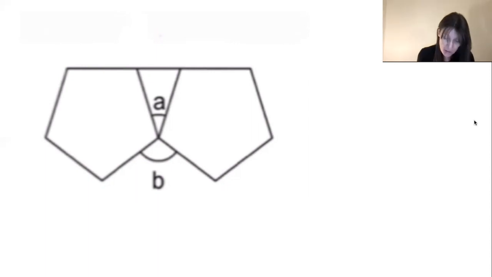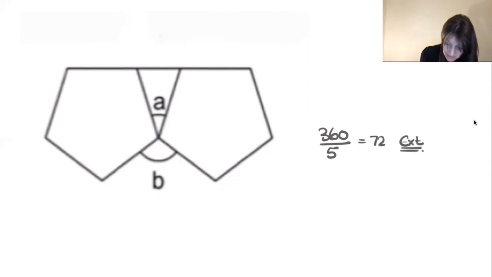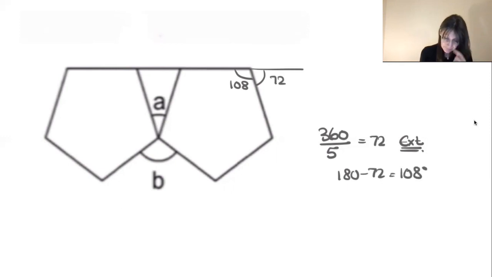First of all, we've got two regular pentagons. So the first thing that I could do is start working on that fact. So I've got my 360 divided by 5, which gives me my 72. Obviously that's my exterior angle. So I would mark that on somewhere, and then I would mark on the interior. So 180 take away 72 is 108. And then I would look to see whether any of that information was going to be useful, which fortunately it is, near the angles that I want.